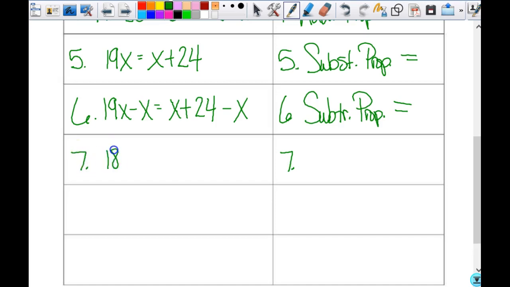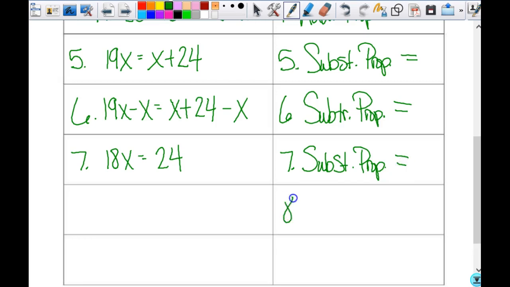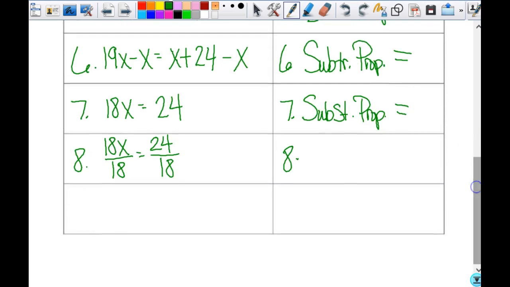So then I have 18x equals 24. Substitution again. This is where we become thankful we can abbreviate some things. Lots of writing in geometry. Then we have to divide, right? So 18x over 18 equals 24 over 18. That is your division property of equality.